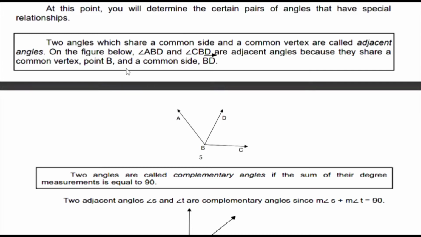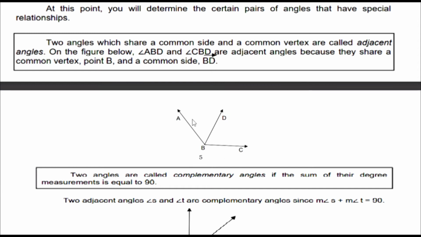At this point, you will determine certain pairs of angles that have special relationships. Two angles which share a common side and common vertex are called adjacent angles. So in this figure, we have angle ABD and angle CBD.